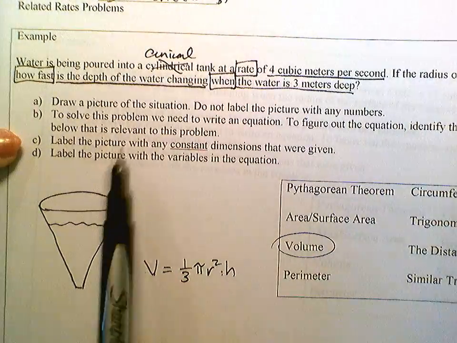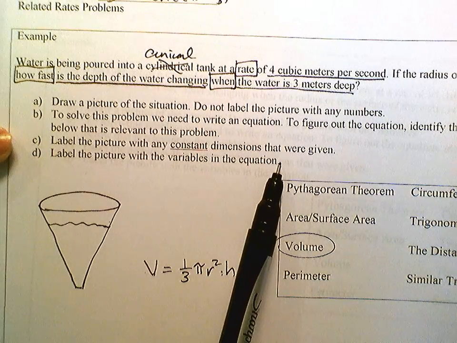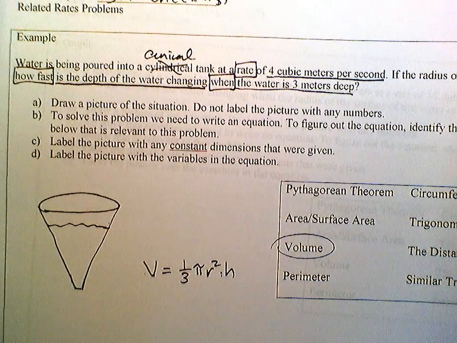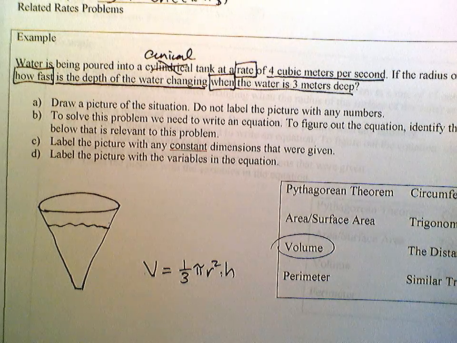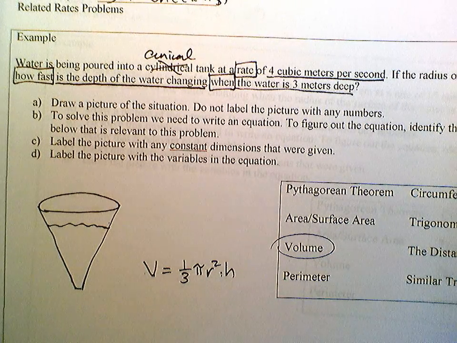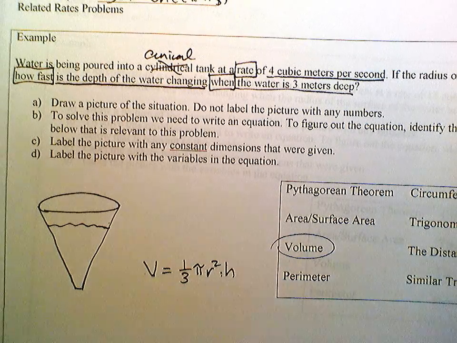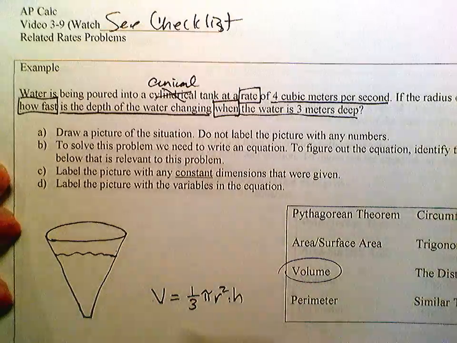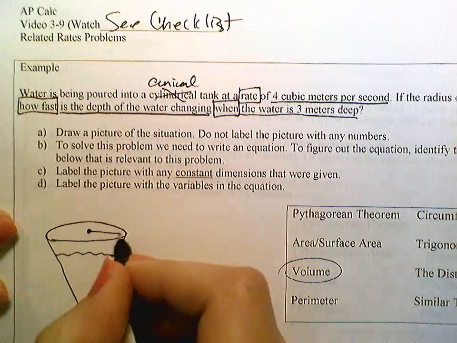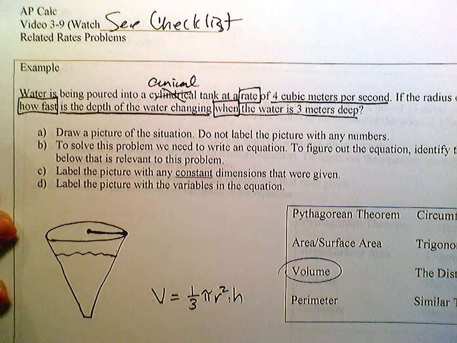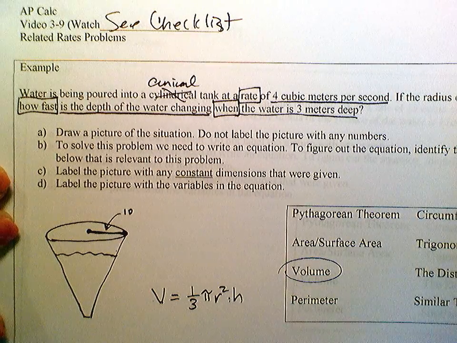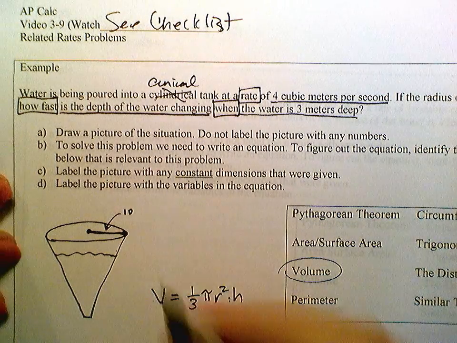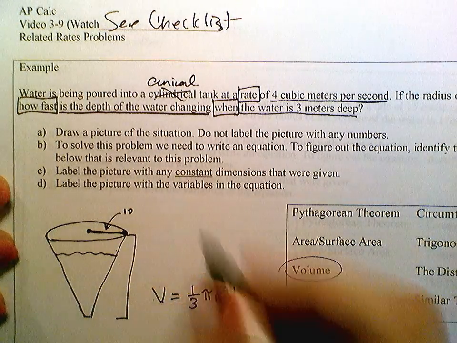Okay, label the picture with any constant dimensions that were given. I said not to label it right away because you can only label your picture with constants. And by constants, I mean things that are not changing. So they told us that the radius of the tank is 10 meters, so that is a constant. The tank itself is not changing. So I'm going to label that 10. And then the height is 5 meters. That's another constant.